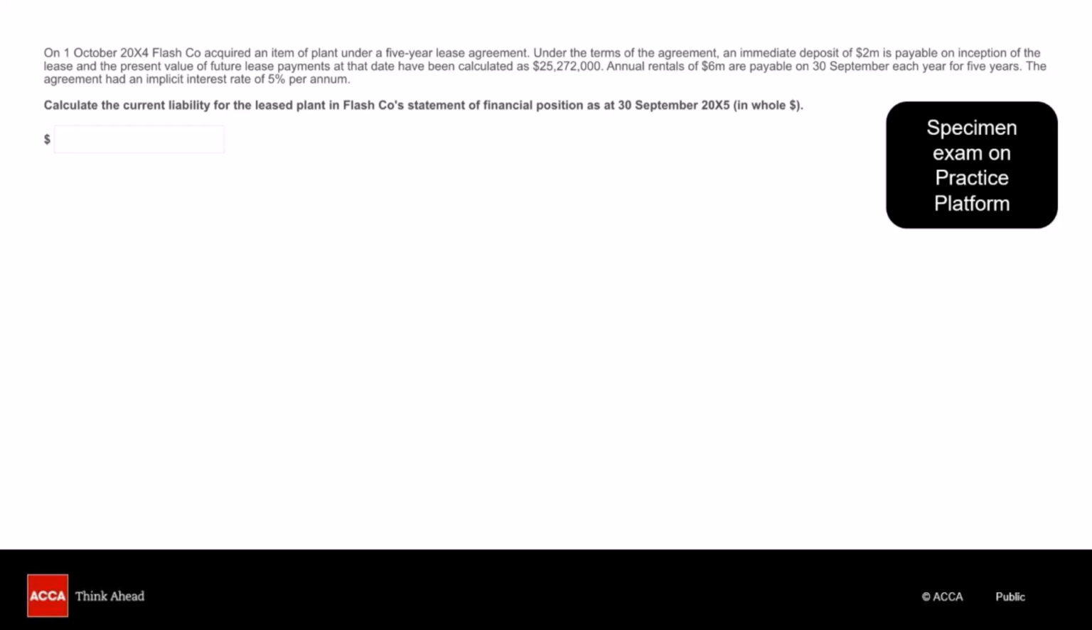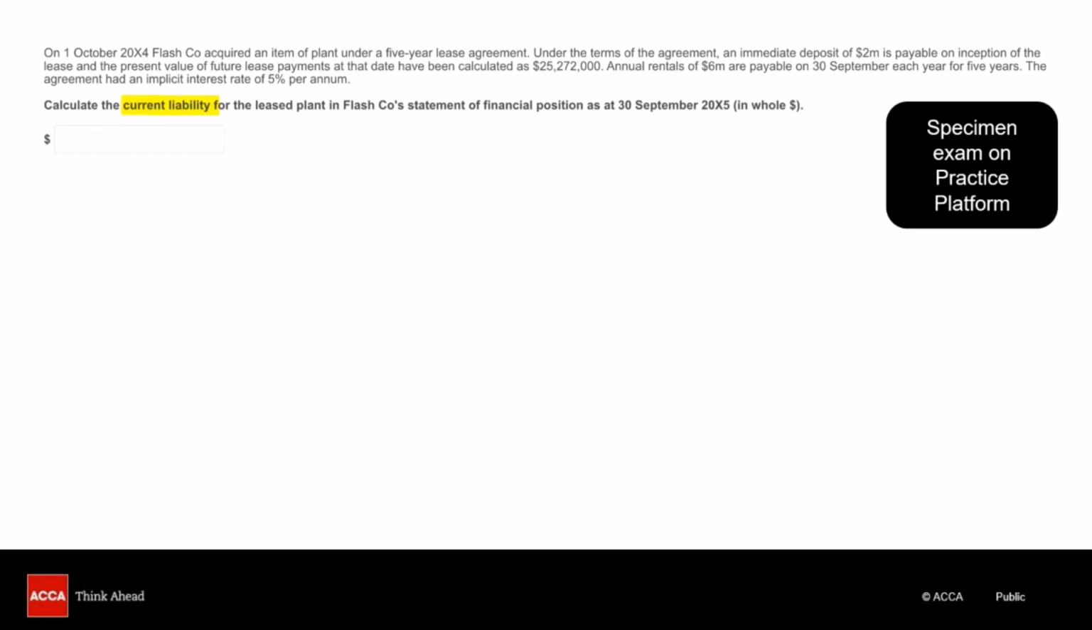So now they have told you that on 1st October was the acquisition, and the rentals are being paid on 30th September each year, which means that this is a case of payment in arrears. The question is asking you to calculate the current liability for the leased plant. Now, the examiner can give you anything, current liability, non-current liability. You should be able to calculate everything.